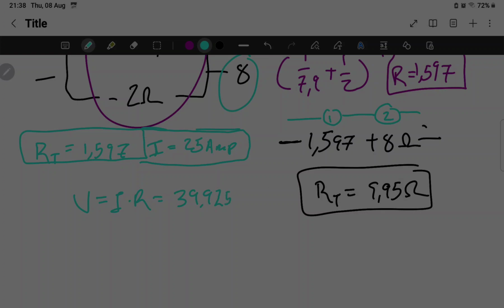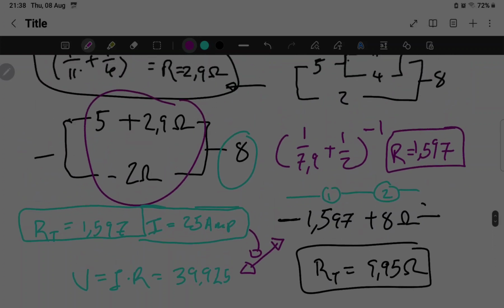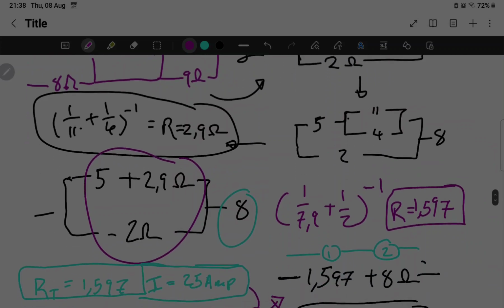39,925. So how did we get that? We got that from this here. Current is equal. So now we got the voltage, right? So we know that the total voltage here and the voltage here is going to be the same, because the voltage in parallel is equal, right? So we're going to focus over here, right?